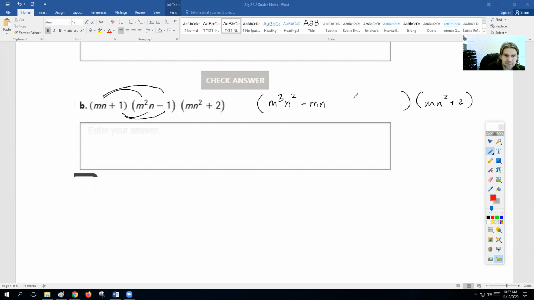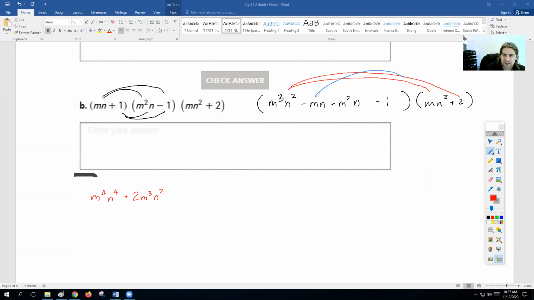And then next, 1 times m squared n is m squared n. And then 1 times -1 is a -1. None of these combine. So then what we need to do is just more distribution. All right, so we're going to take m cubed n squared and times it by those two. So we would get m to the fourth n to the fourth plus 2m cubed n squared.